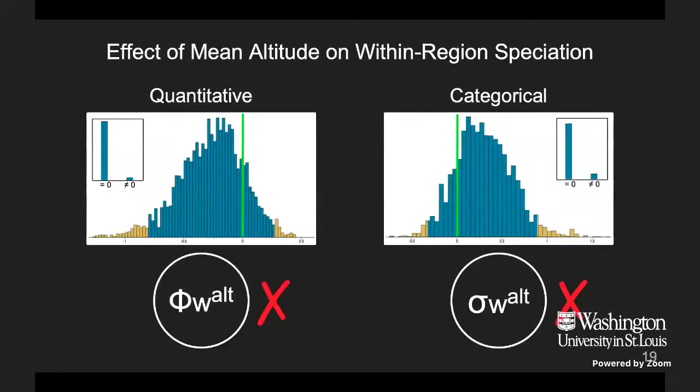We uncovered some interesting results. So here I've got the posterior distributions of some parameters alongside support for a 0 value versus a non-zero value. These parameters, phi w and sigma w for altitude, represent the impact of altitude on within-region speciation rates. Our model, surprisingly, didn't find an effect of quantitative or categorical altitude on within-region speciation. This tells us something interesting when compared with the results of the Esquerré paper, where Andean regions were found to have higher within-region speciation rates than non-Andean regions.